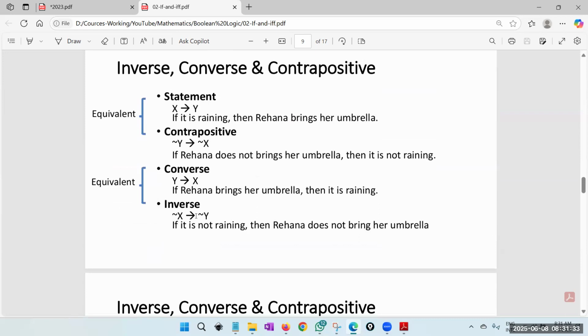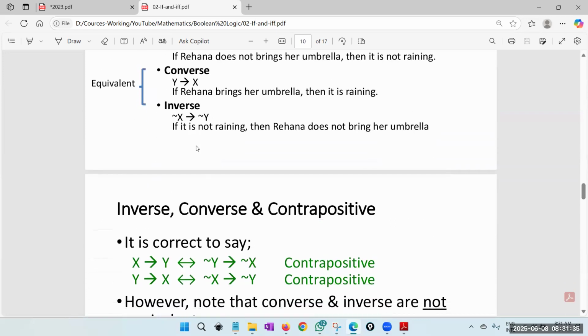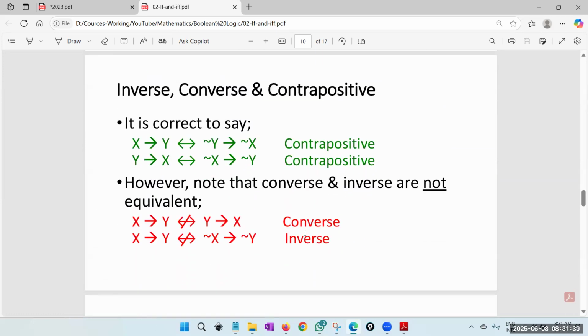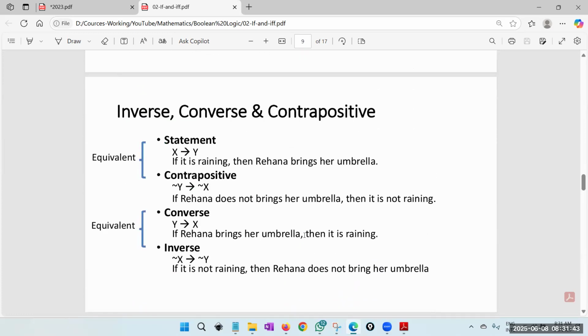Out of these, which one is correct? Only contrapositive is correct, but converse and inverse are not correct. What is contrapositive? When x implies y, whenever x happens, y happens. So therefore, if y has not happened, x has not happened.